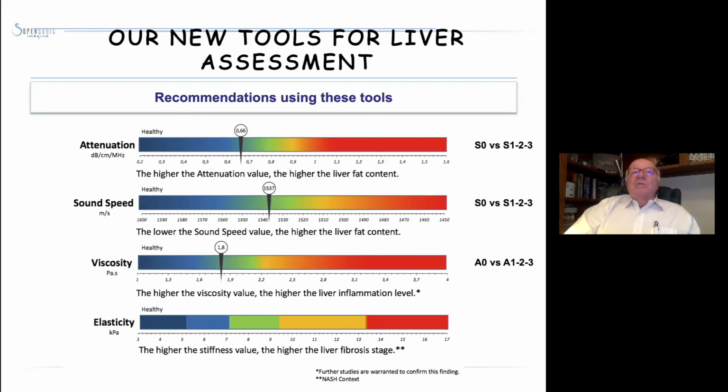All of those measurements, all of those clinical trials have led to the measurement of attenuation and what is the normal value for a healthy patient. The higher the attenuation, the higher the liver fat content. Same thing for the sound speed: the lower the sound speed value, the higher the liver fat content. Viscosity, the higher the viscosity value, the higher the liver inflammation level. And in the case of elasticity, the higher the stiffness value, the higher the liver fibrosis stage. So this opens the door to a new set of parameters to improve the diagnostic efficacy of a physician.